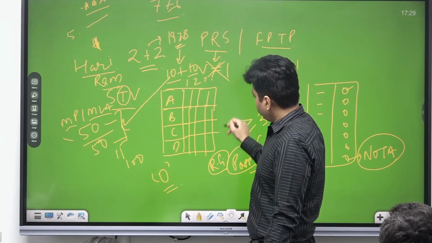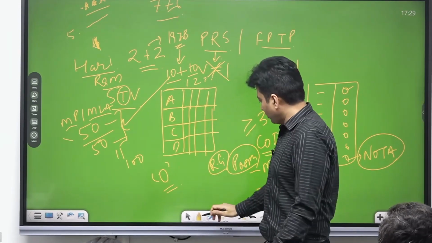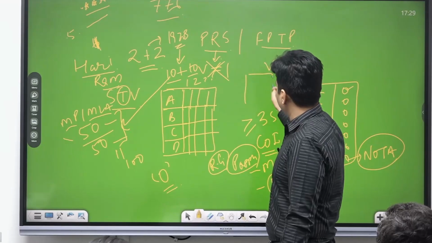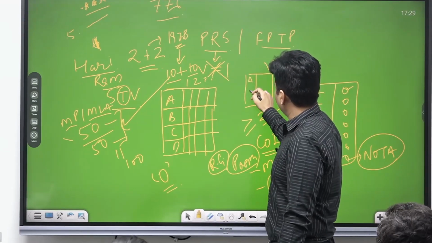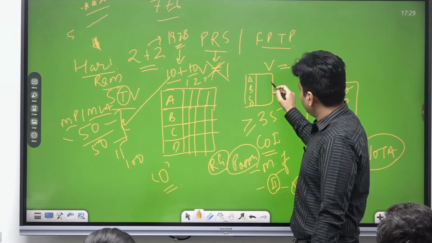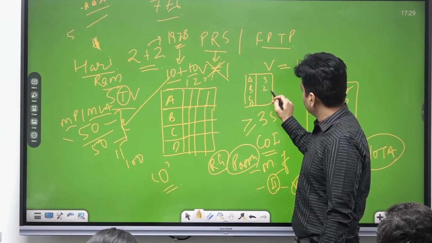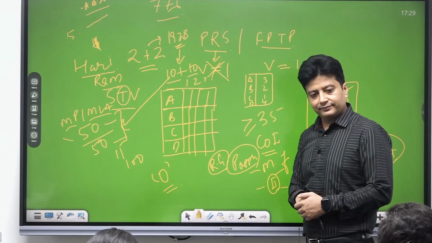So there are 4 brackets wherein you can put the value, or you can say there can be a ballot paper wherein A, B, C, D, 4 candidates' names have been written and you have to put either 1, 2, 3, 4. So 3, 2, 1, 4 like this.